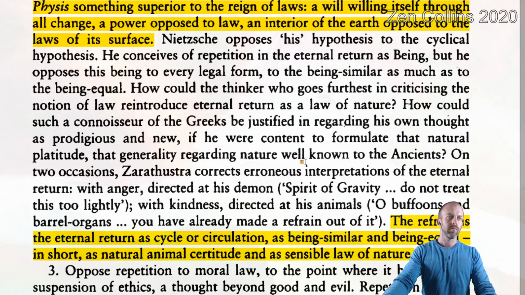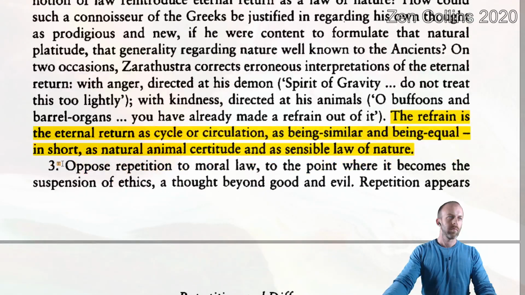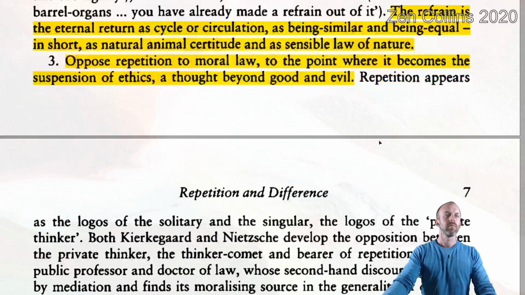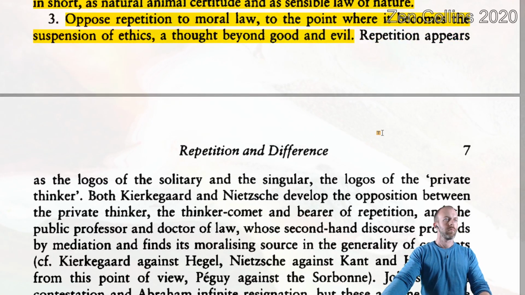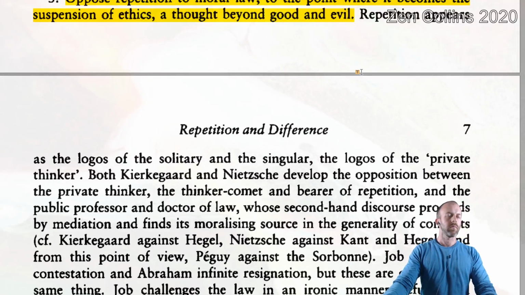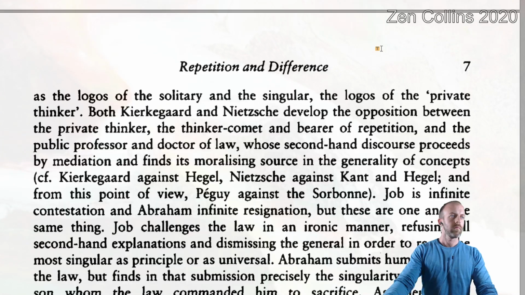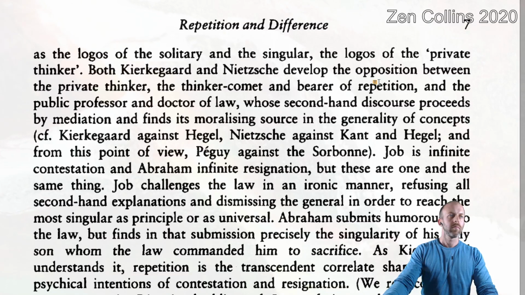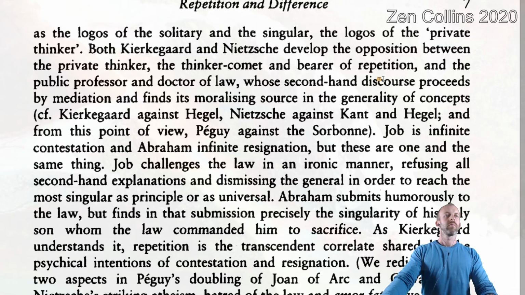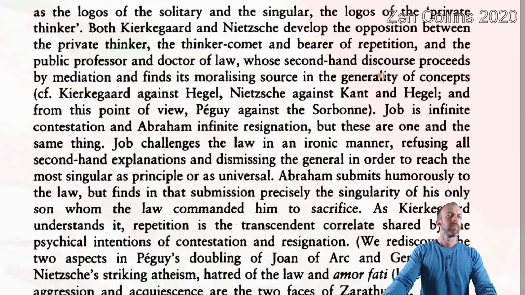3. Oppose repetition to moral law, to the point where it becomes the suspension of ethics. A thought beyond good and evil. Repetition appears, repetition and difference, as the logos of the solitary and the singular, the logos of the private thinker. Both Kierkegaard and Nietzsche developed the opposition between the private thinker, the thinker comet and bearer of repetition, and the public professor and doctor of law, whose second-hand discourse proceeds by mediation and finds its moralizing source in the generality of concepts, cf. Kierkegaard against Hegel, Nietzsche against Kant and Hegel, and from this point of view, Hegel against the Sorbonne.